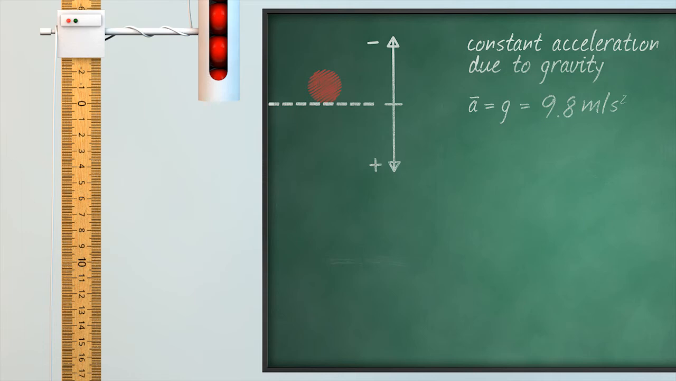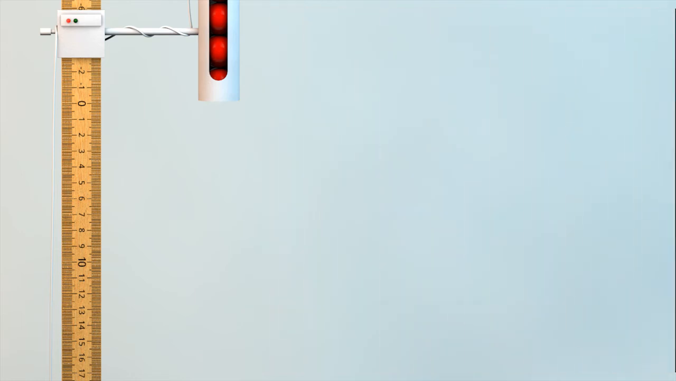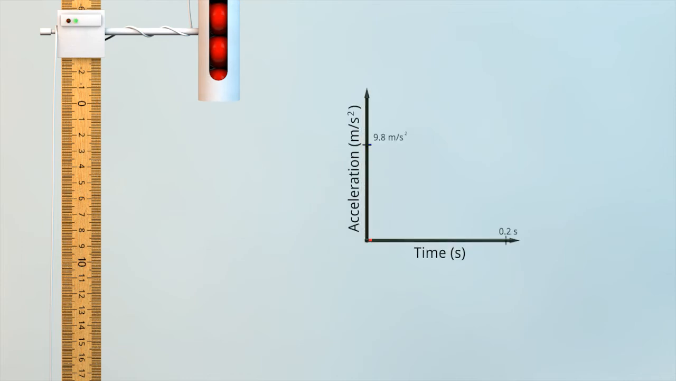If we drop the ball from rest, the ball will start with zero velocity and gain a certain amount of velocity every second, since we are now dealing with constant acceleration. So let's see what that looks like. Unfortunately, that was a bit too fast to actually learn anything, so let's slow things down a bit.